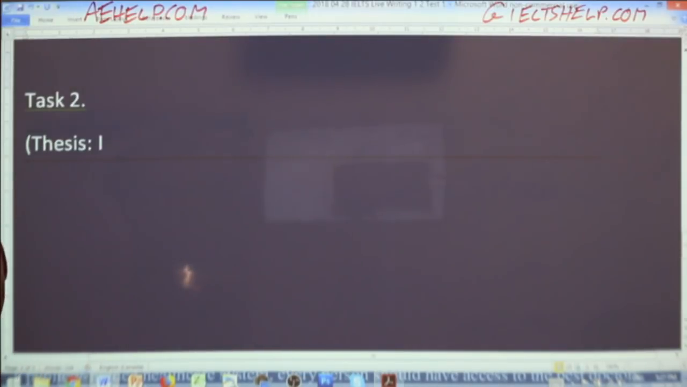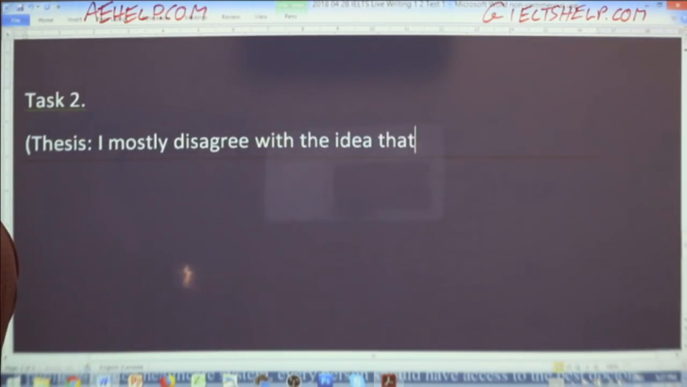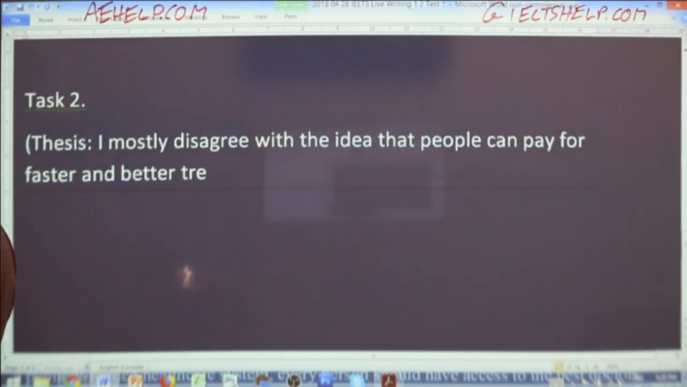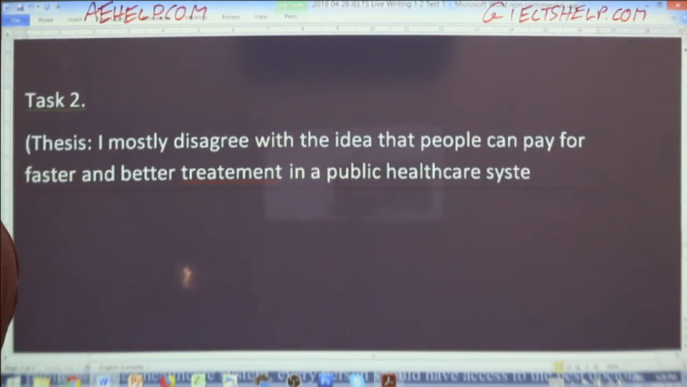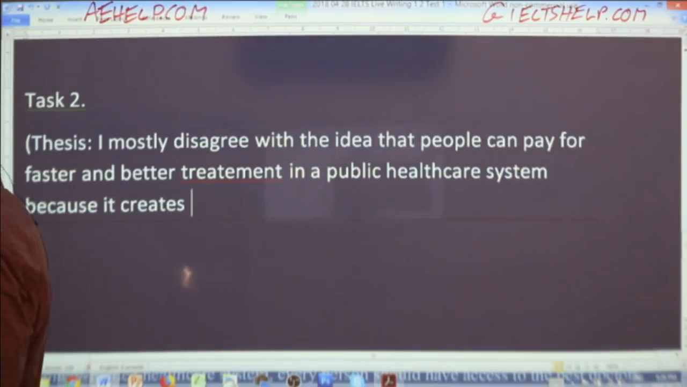I would say something like, I mostly disagree with the idea that people can pay for faster and better treatment in a public healthcare system because it creates, and then I need 2 points.